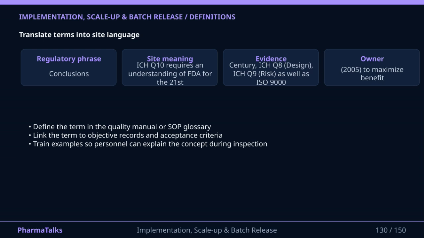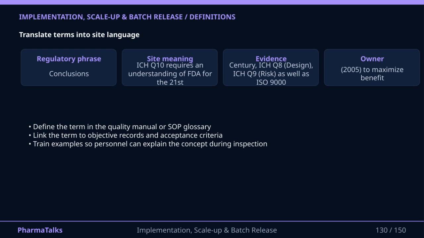Additionally, incorporating elements from ICH-Q8, which deals with design, ICH-Q9, focus on risk management, and ISO 9000 standards helps maximize the benefits of a robust quality system. To solidify this understanding, we recommend defining these terms clearly within the quality manual or SOP glossary. Linking each term to objective records and acceptance criteria is essential for consistency and compliance. Training is also crucial. Personnel should be able to explain these concepts confidently during inspections, using practical examples.